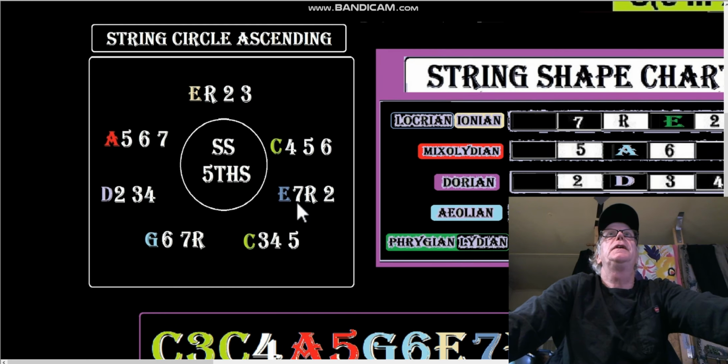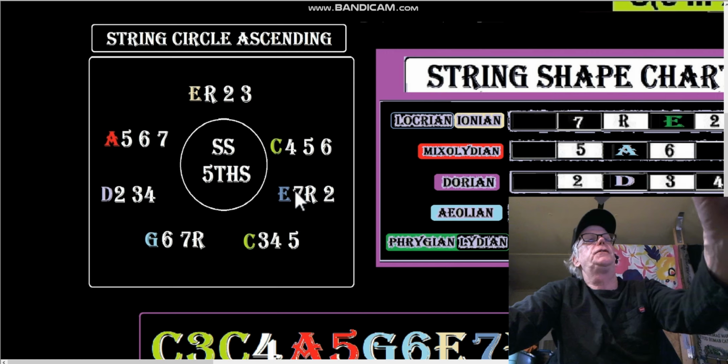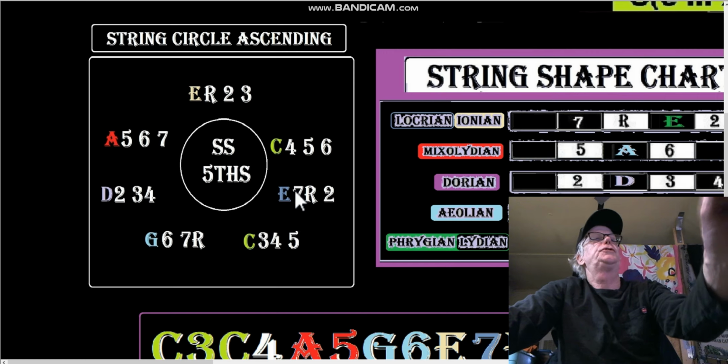Once we get into the E, the fifth of E is the C in string shapes. The fifth of C is G, and we're here on normal fifths here. The fifth of G is D, the fifth of D is A, the fifth of A is E, and the string shaped fifth of E again is C. The only peculiarity here is we have a fourth here, going from 4 5 6 to 7 root 2. So we got 4 5 6 to 7 root 2.